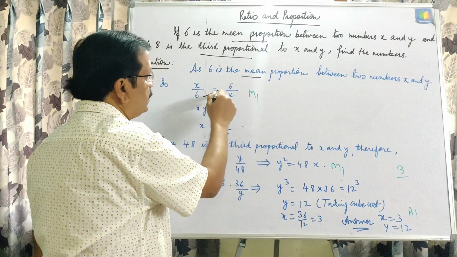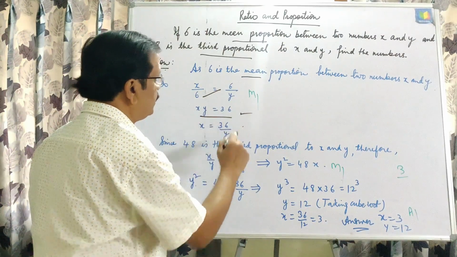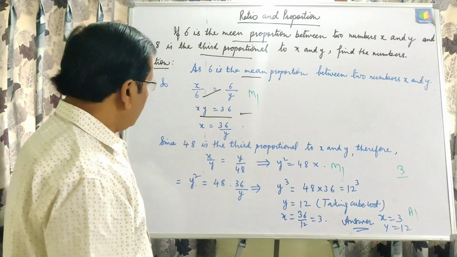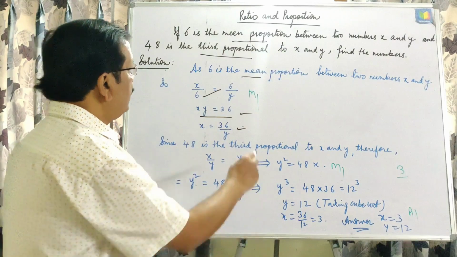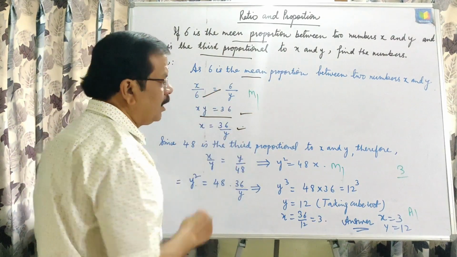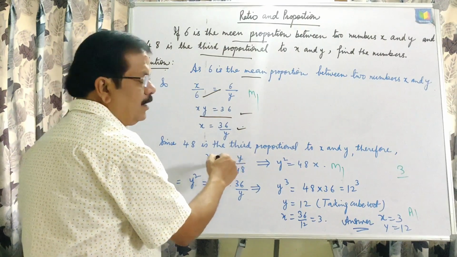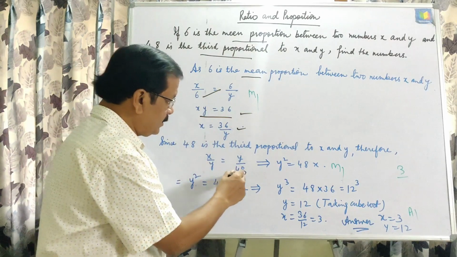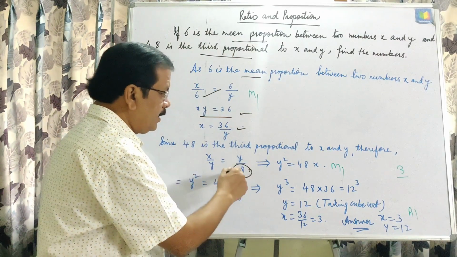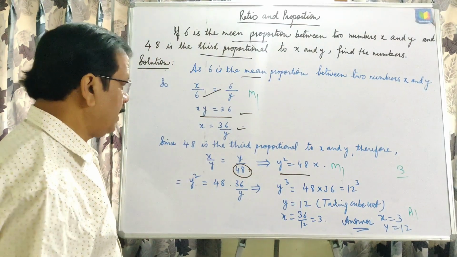We know the mean proportion is the product of the means. x upon 6 is equal to 6 upon y, that is xy is equal to 36. Now x is equal to 36 upon y, and if 48 is the third proportion, it means x is to y is equal to y is to 48. This is third proportion. Then multiply and you get y square is equal to 48x.